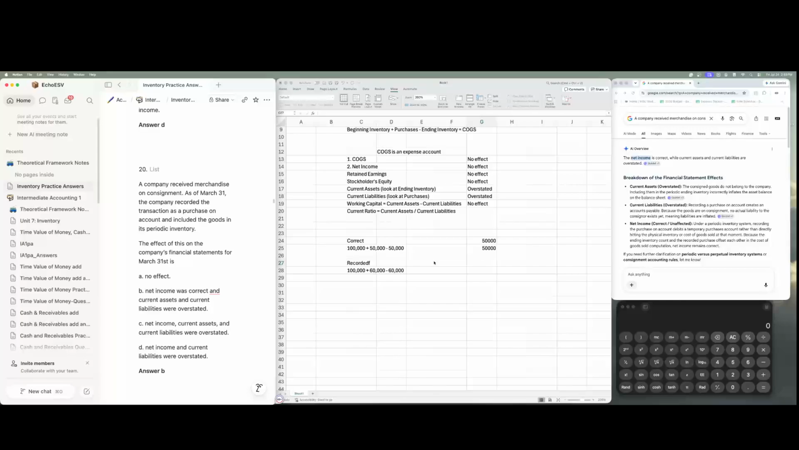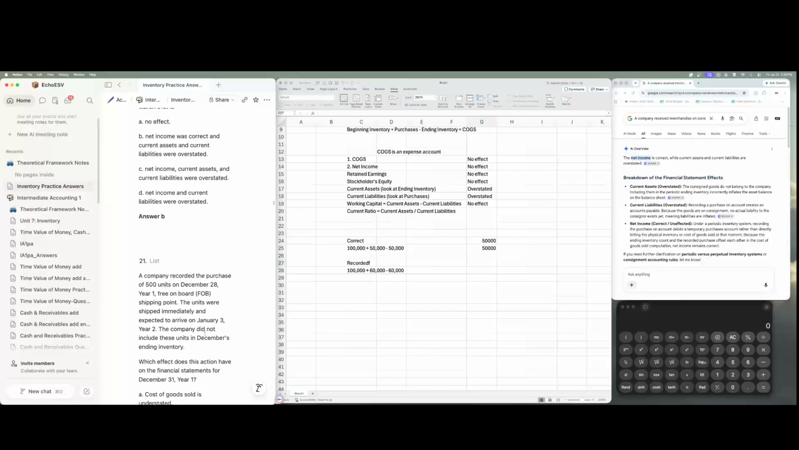Purchase of 6,000, 10,000 purchase. Yeah, well, the current assets and current liabilities are overstated. Okay.